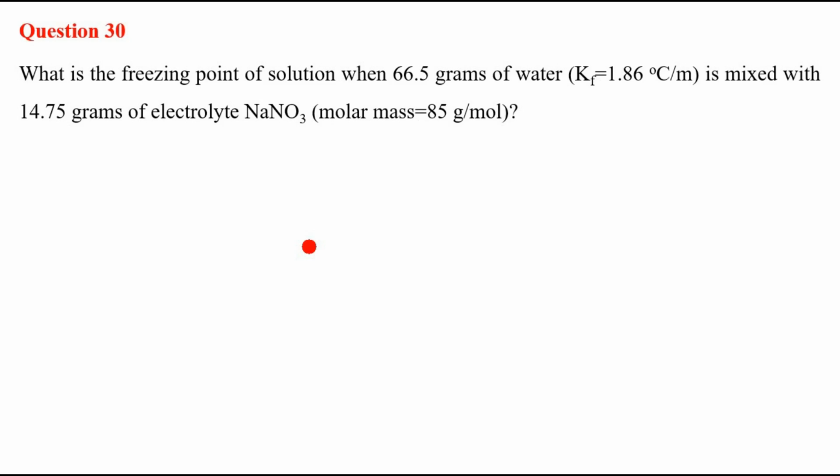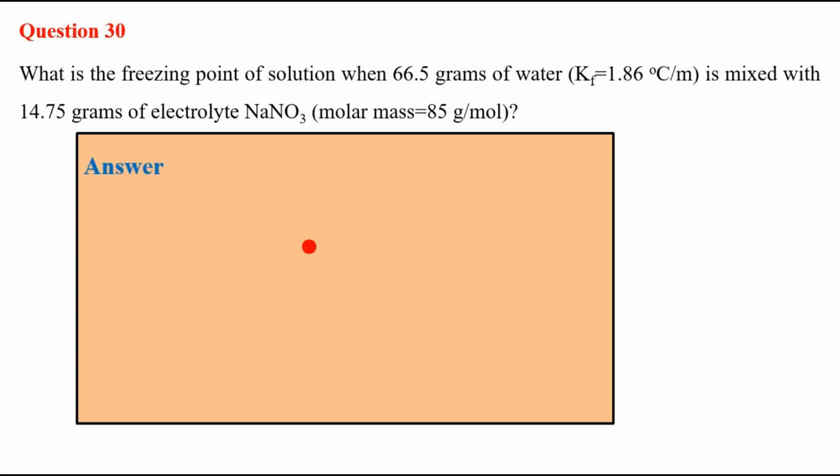So here again, they are asking the freezing point of solution. That means we should calculate the delta Tf. Then after getting the delta Tf, we calculate the freezing point of the solution. What is the formula that we have? The same formula that we have been using. Delta Tf is equal to i times the Kf times m. But i, we know it is 2. Then this one we have the Kf. And we don't have the molarity.